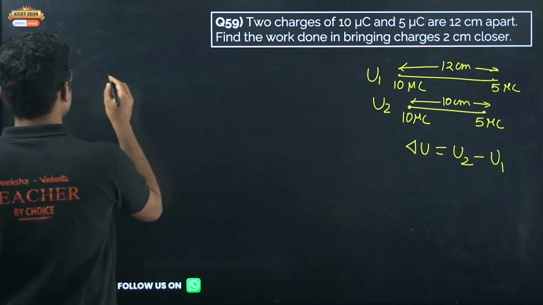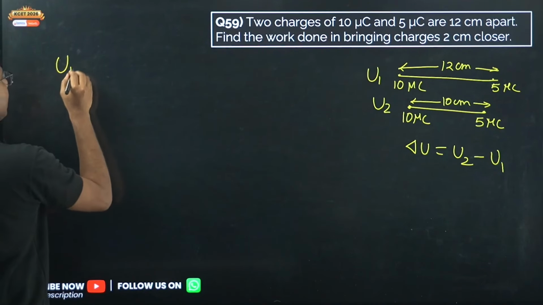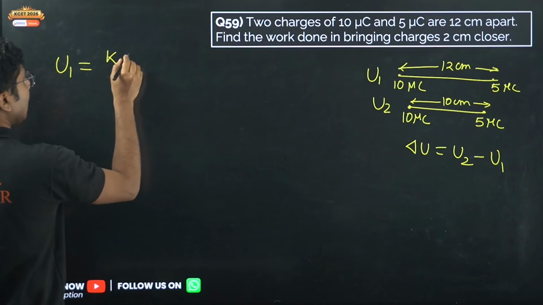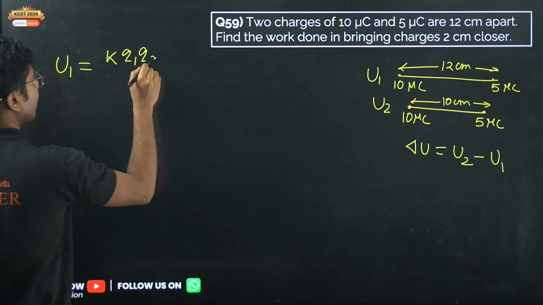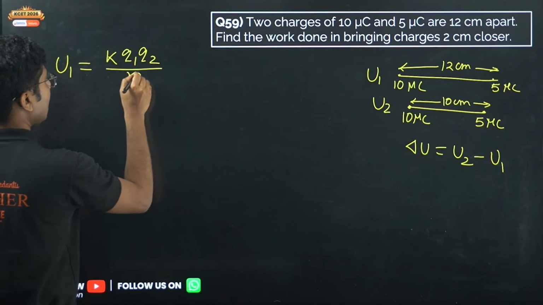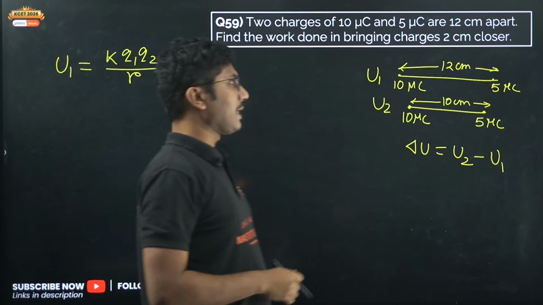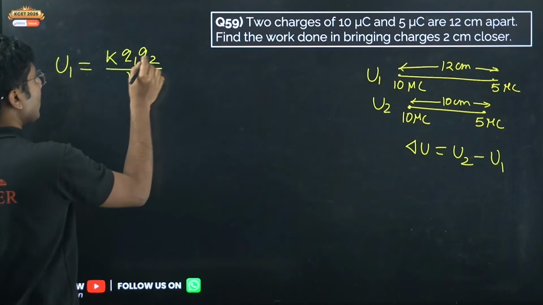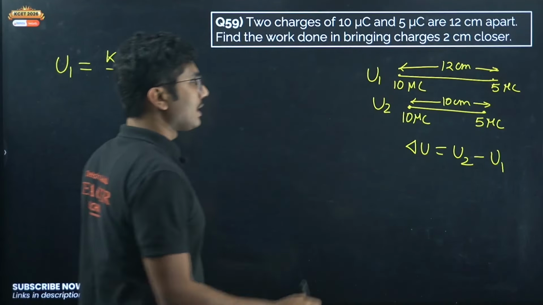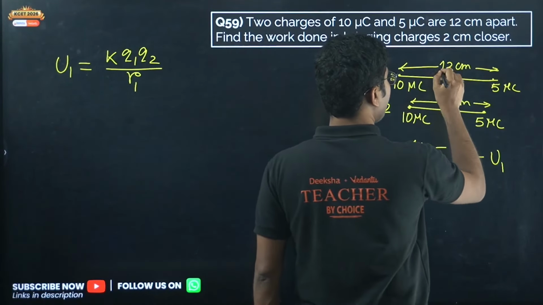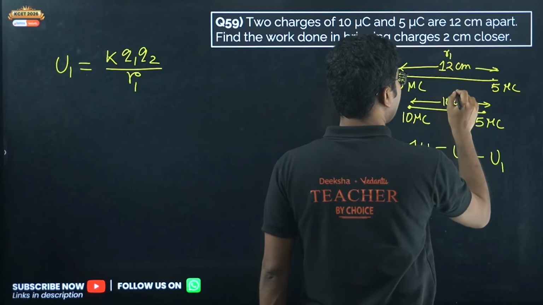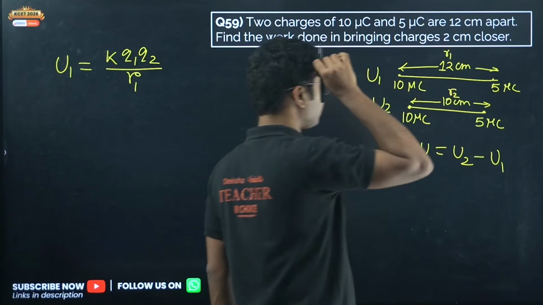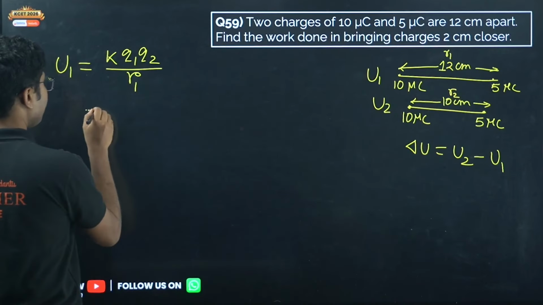So what is the potential energy formula? Potential energy is given by K Q1 Q2 by R. So U1 will be K Q1 Q2 by R1. What is R1? This is R1. And this is R2. Okay, now put the values.